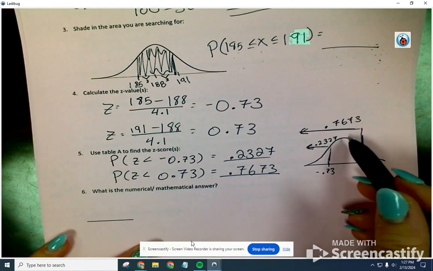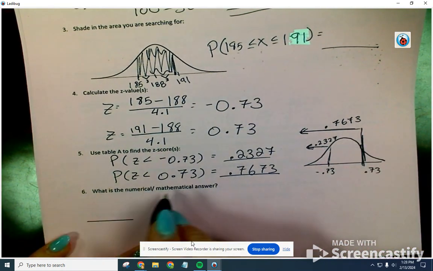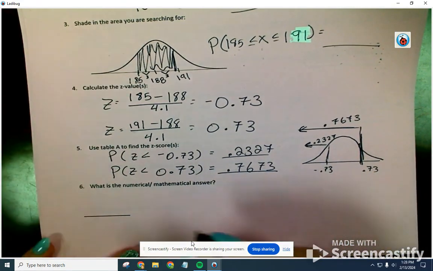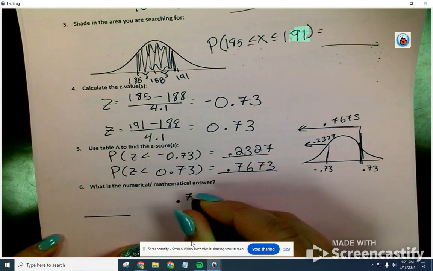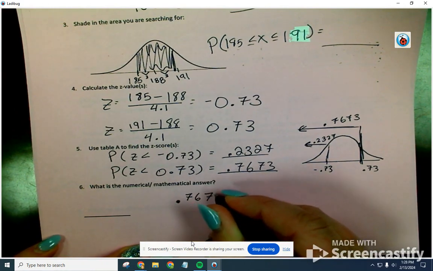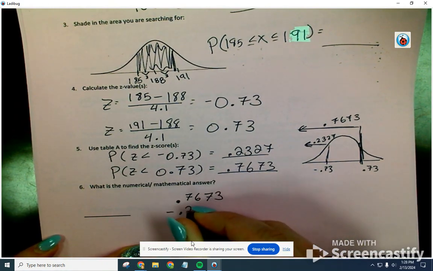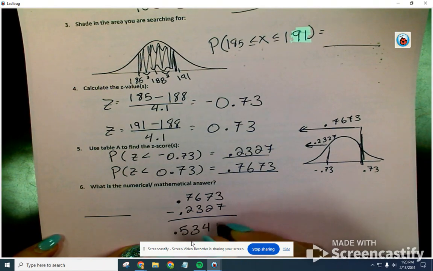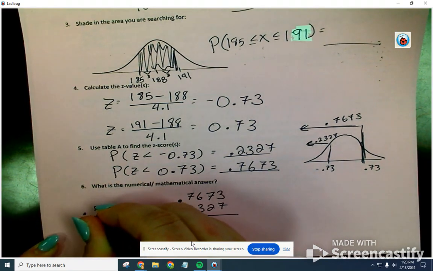So what we're going to do is subtract those two numbers. Where it says, what is the mathematical answer? That's just checking the shading and making sure that we have the correct final answer. So 0.7673 minus 0.2327 gives us a probability of 0.5346. And that will be our final answer.